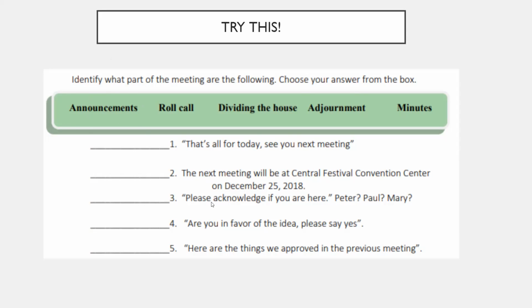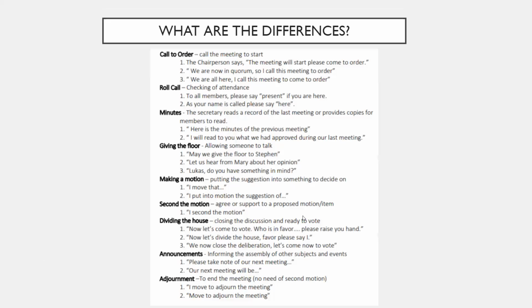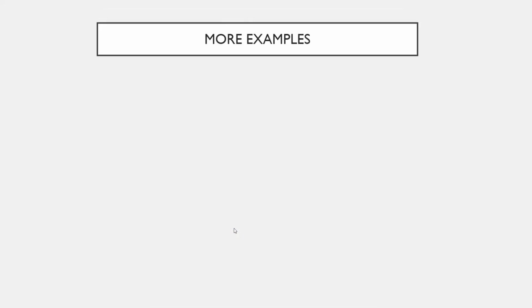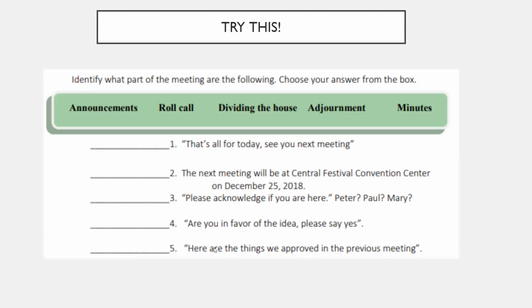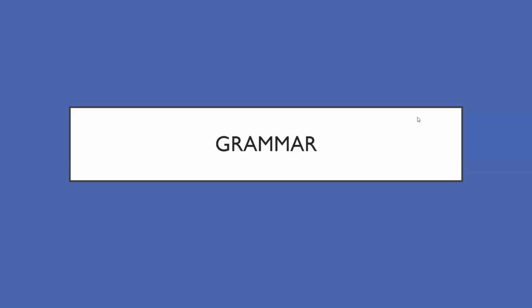Good. 3, please acknowledge if you are here. So I call your name to check your attendance. And this is roll call. Are you in favor of the idea? Please say yes. If not, please say no. Remember? Yes. Closing. Yes. Dividing the house. And the last one, here are the things we approved in the previous meeting. So minutes. Okay.